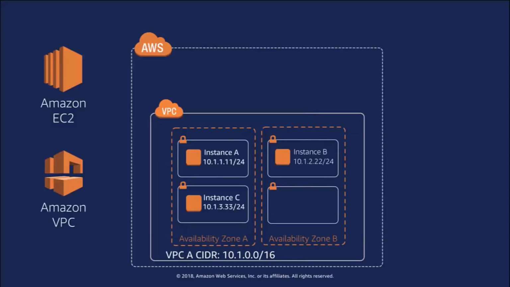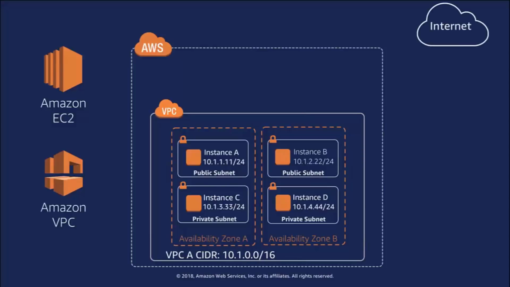In this case, we've created 2 subnets in 2 availability zones, and we've spun up some EC2 instances. Those EC2 instances, as you can see, have addresses from the CIDR address range of the VPC. You can also choose whether you want the subnets to be public or private, and this is determined by the route table of the subnets.